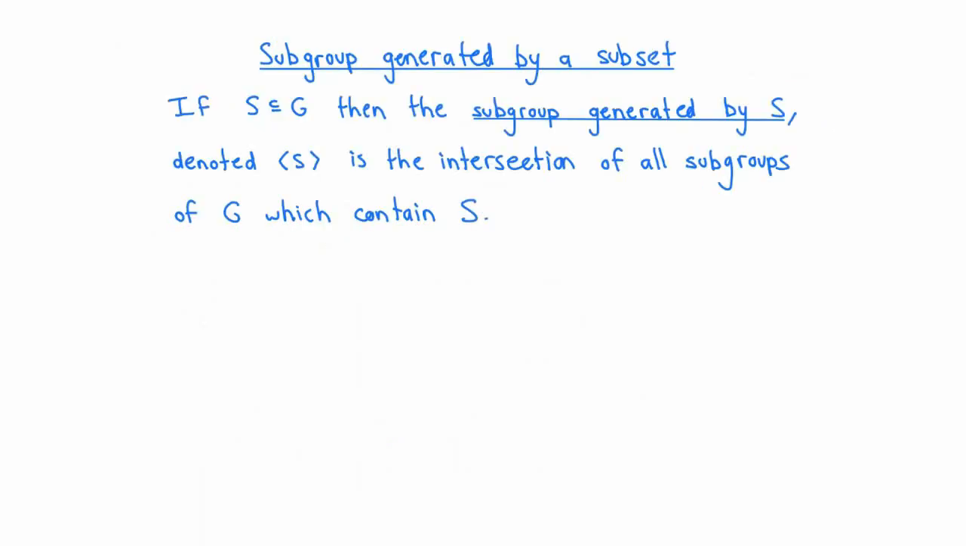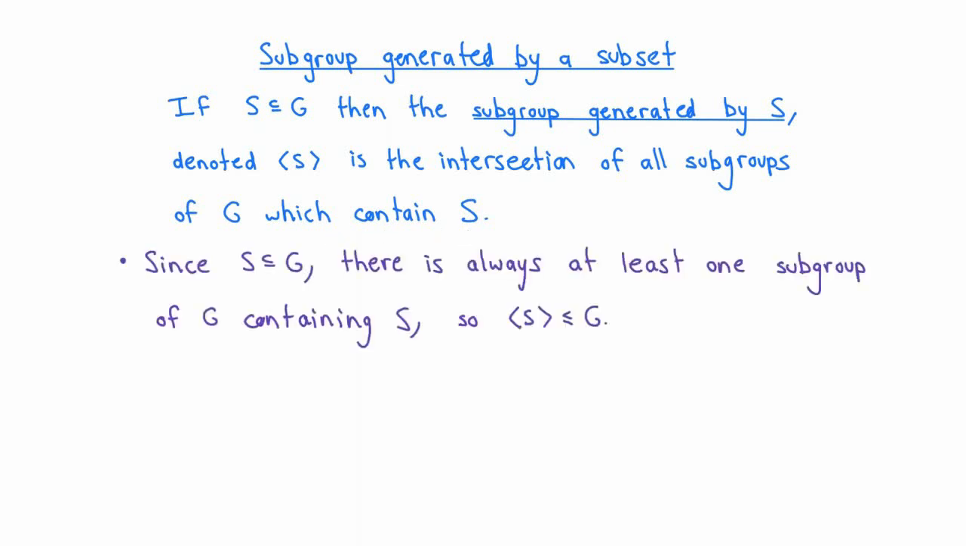Next, I want to talk about a very important concept, which is the concept of a subgroup generated by a subset of a group. So let's suppose that we have a subset S of a group G. Then the subgroup generated by S, which we'll denote by angle brackets S, is defined to be the intersection of all subgroups of G which contain the set S. Now, the first thing that I'd like to mention about this definition is that there's always at least one subgroup of G containing the set S, which is the group G itself.